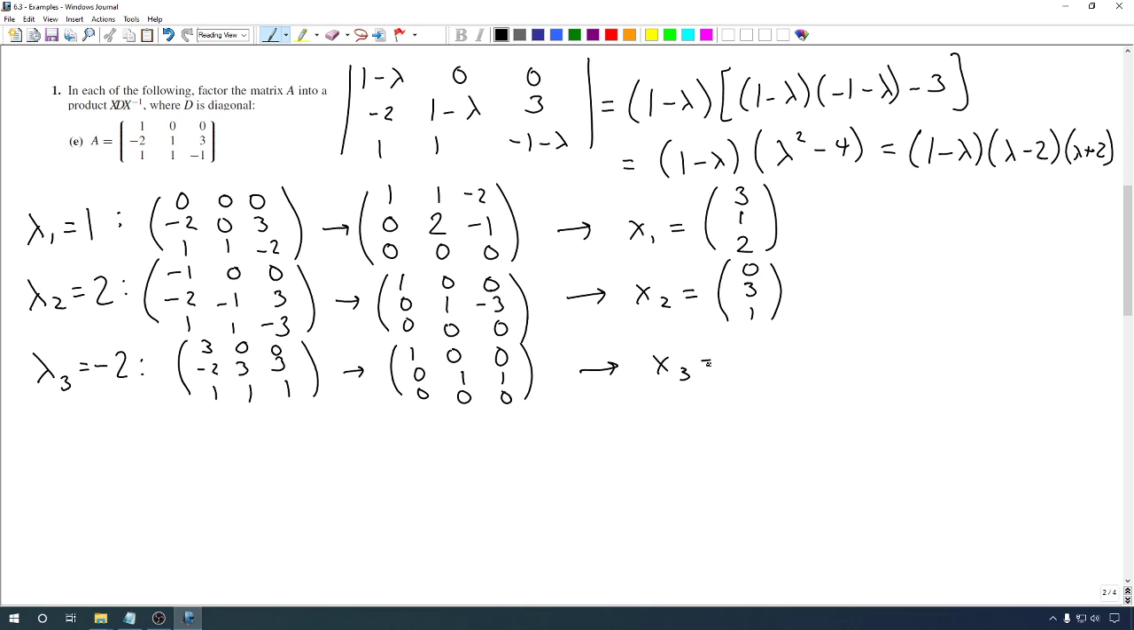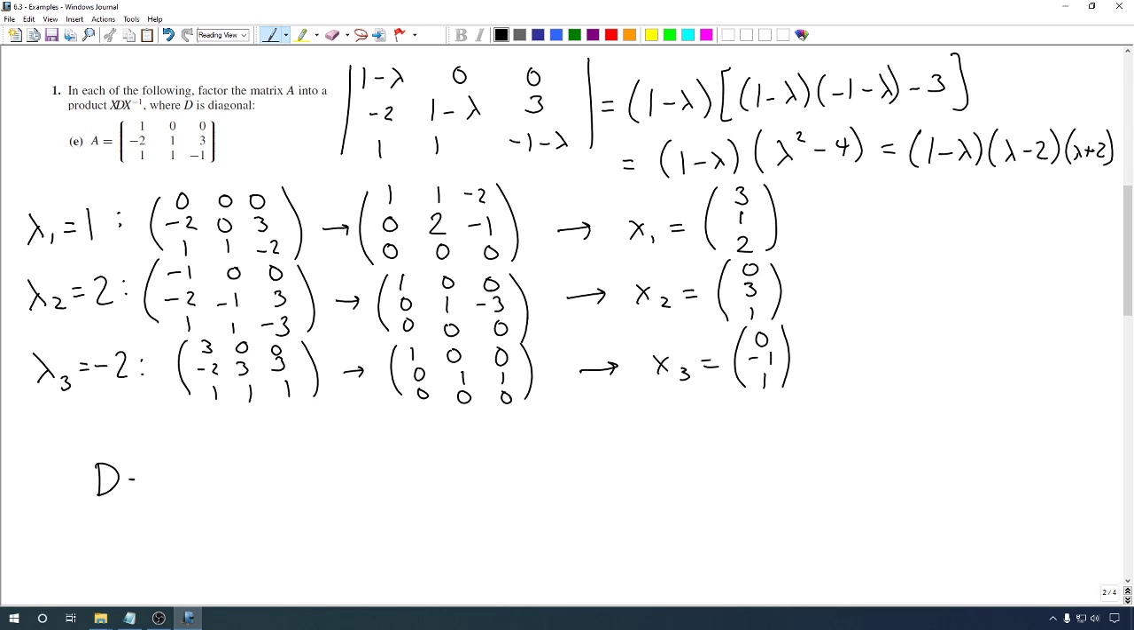So very similar to the last one. We have a 0 for that first. I'm going to put a 1 for the third. And then we end up with a negative 1 for the second. So these are 3 linearly independent eigenvectors. We don't even have to show they're linearly independent. The fact that they correspond to different eigenvalues already says that for us.